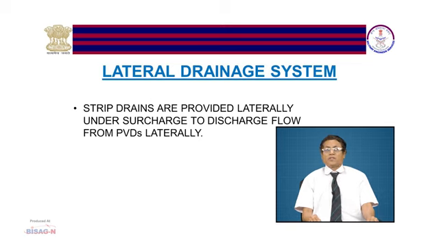Now, strip drains are connected with the PVD end above the ground, where strip drains are placed laterally. So, whatever pore water is coming out of the PVD drain, this strip drain will receive the flow of this water and it will discharge laterally at the edge of this surcharge. And during the lateral discharge, the strip drain should perform very well, so that there should not be any back pressure on the PVD, otherwise it will decrease the discharge capacity and it will increase the consolidation time.